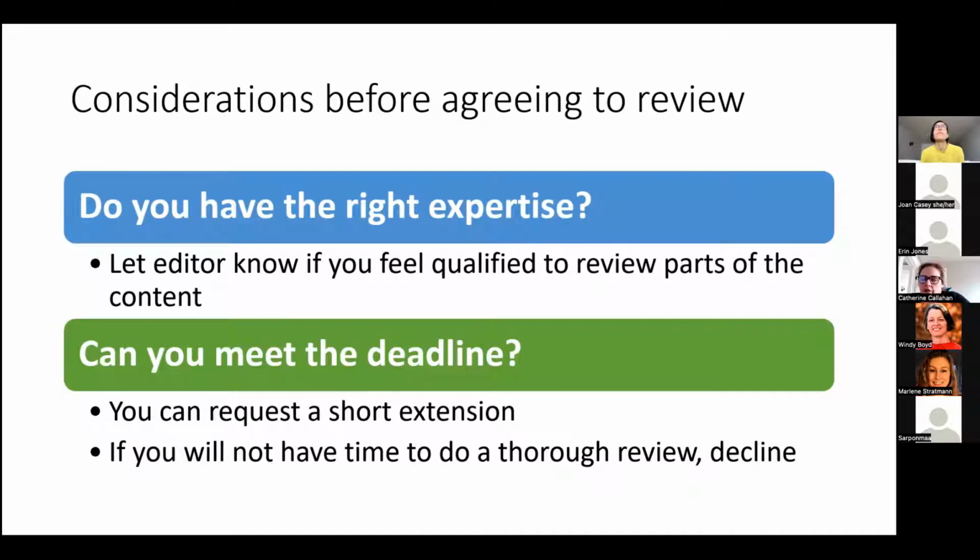The other concern is if you can meet the deadline. When you're thinking about submitting a manuscript, it can be a long wait. And if you're a reviewer, you don't want to hold things up, but you can request a short extension. But if you don't think you'll have the time to do a thorough review, it's better to decline as soon as possible versus missing the deadline and then eventually declining.